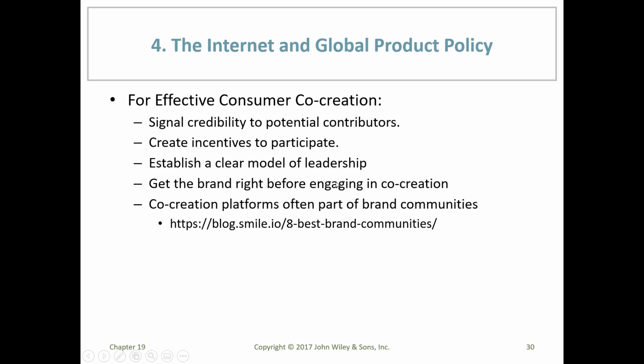Sometimes we'd have incentives. Sometimes those incentives will just be to be featured in the community, to have your idea recognized. Other times it may be monetary incentives. The rest are almost common sense: we need some decent leadership in terms of the co-creation effort. We need a clear vision. And before we engage in co-creation, we need to have a strong brand ourselves, to encourage people to co-create. Lego has an incredibly strong brand. And co-creation often occurs as part of brand communities.